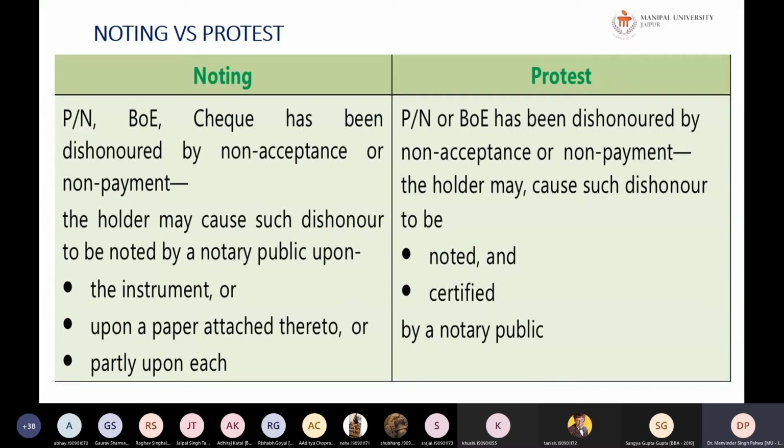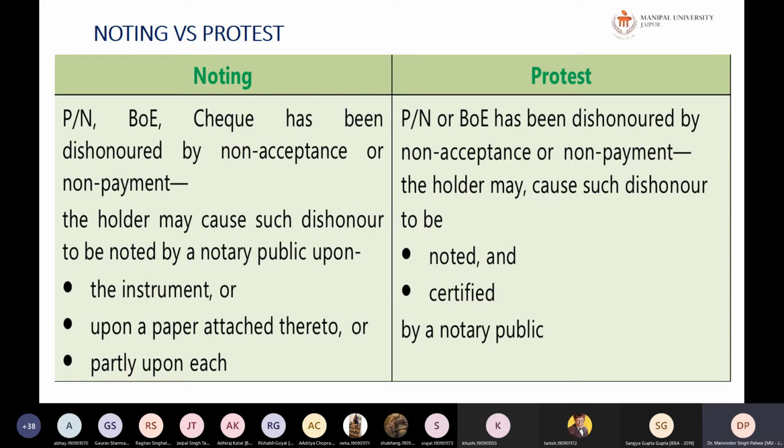So promissory note, what is noting? Promissory note, bills of exchange, check has been dishonored by non-acceptance or non-payment. The holder may cause such dishonor to be noted by notary public upon the instrument and upon the paper attached thereto or partly upon each. Now, in case of protest, what will happen? Promissory note and bills of exchange has been dishonored by non-acceptance or non-payment. The holder may cause such dishonor to be noted and certified by the notary public.